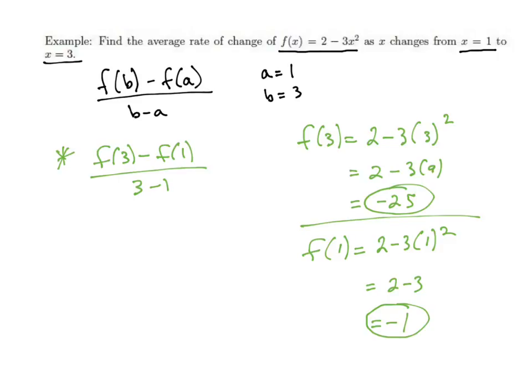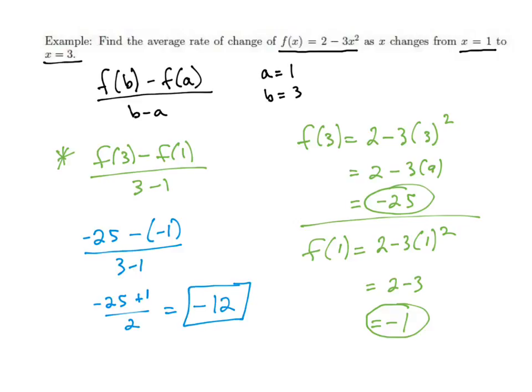the expression over here, we're going to end up with f of 3 is negative 25 minus f of 1, which is negative 1, divided by 3 minus 1. So we end up with negative 25 plus 1 over 2. That gives us negative 12. So what we would say is the average rate of change of f of x is negative 12.